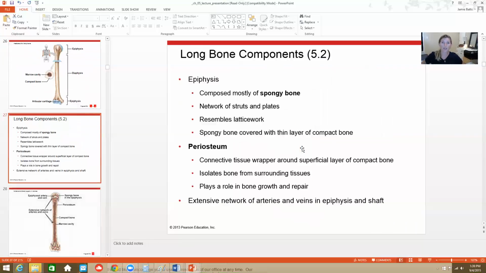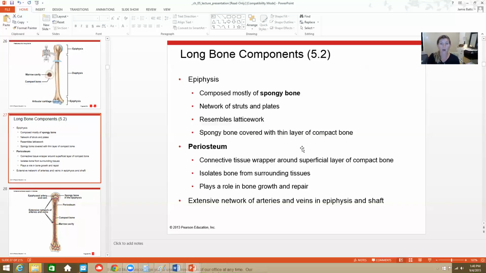We'll learn all about that in a few minutes. So let's talk about the components of a long bone here. The epiphysis is mostly composed of that spongy bone, and there's kind of like a lattice work that forms that structure, and the spongy bone is then covered by the compact bone. So the spongy bone is deep, compact bone is more superficial. All of it's covered in a periosteum. A periosteum is like a little bone blanket, wraps around the outside of your long bones, and it's basically a connective tissue to protect and isolate that bone from all the other structures of the body.